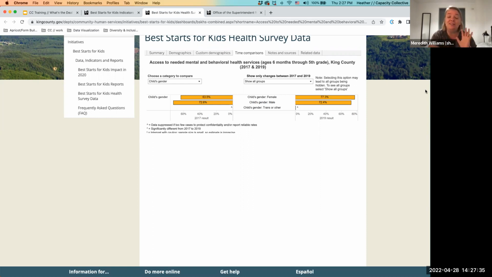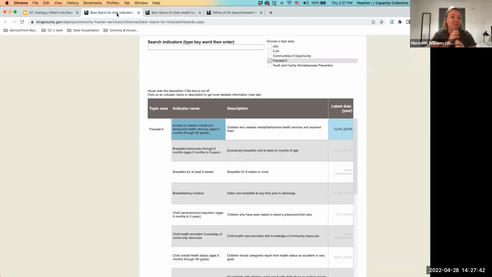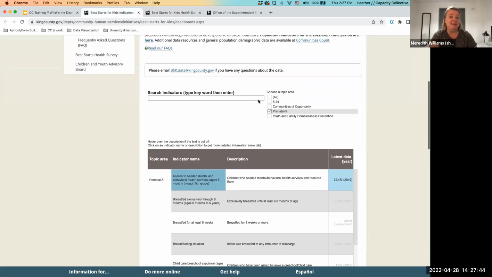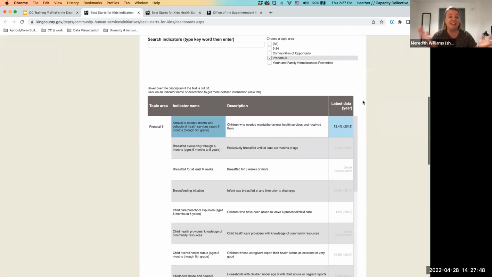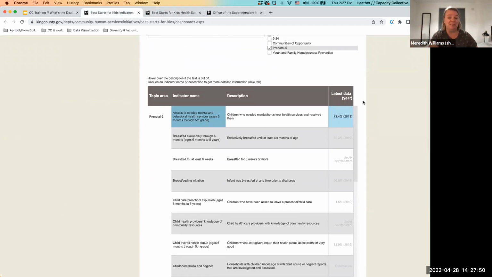So all of that, it is overwhelming. There's so much in there, but if you use the search box or the topic box, you can start to narrow in and see, okay, not only how is my program doing, but as an entire initiative, how is BSK doing? Are we really making a difference? It's pretty interesting.